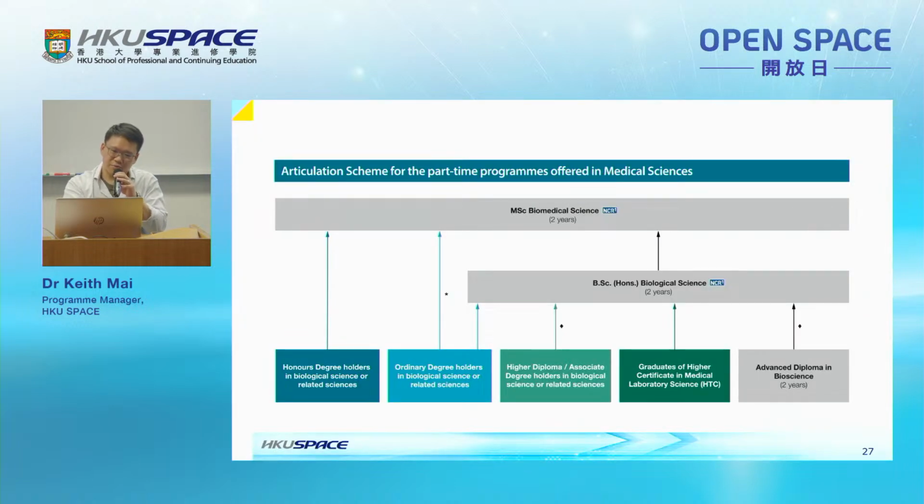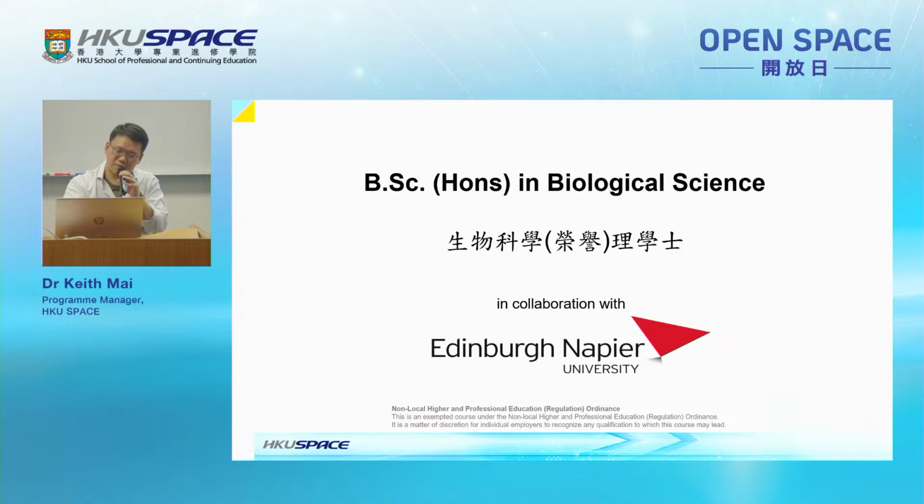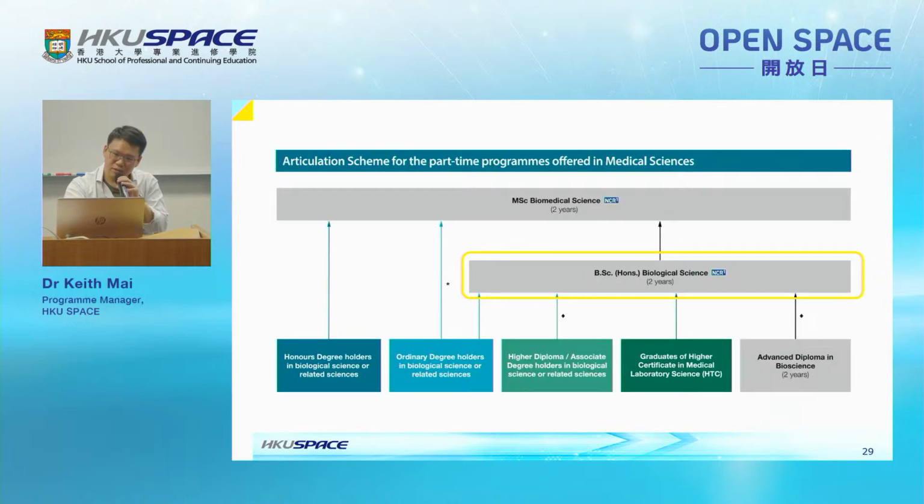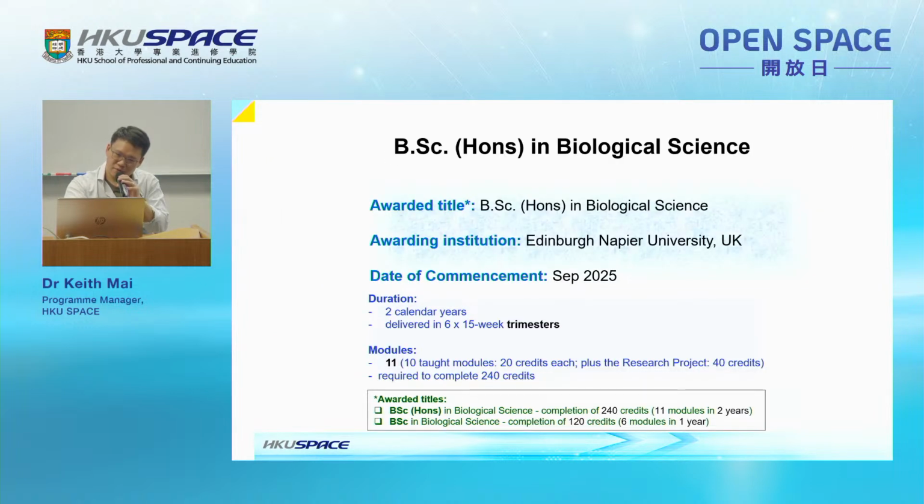So this is the articulation pathway for part-time programs in medical sciences. So I'll start off with the BSc program, the Bachelor of Science Honors Program in Biological Science. This program is done in collaboration with Edinburgh Napier University. So like I said, it's a part-time program, again, also 2 years. So this program is a top-up degree program for those that have an associate degree or a higher diploma in biological science or related.